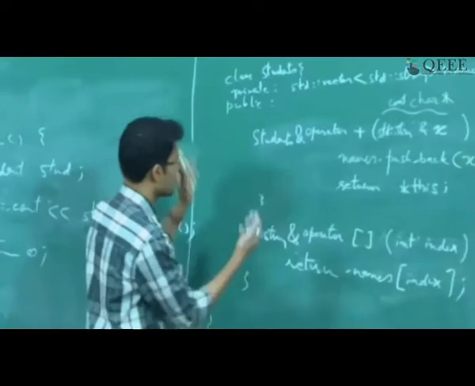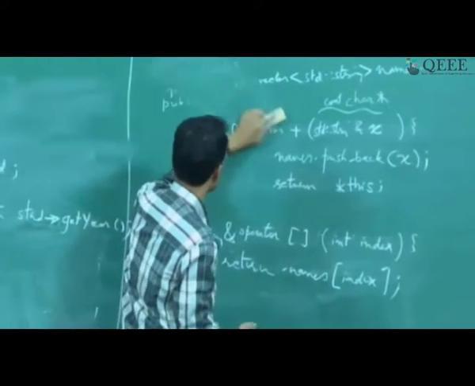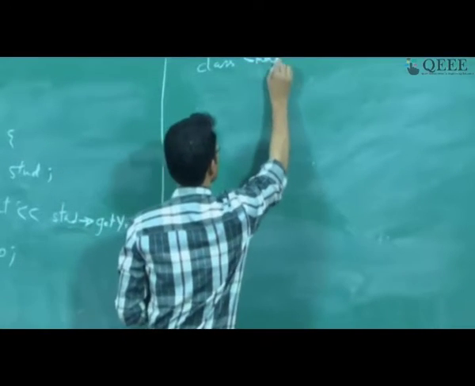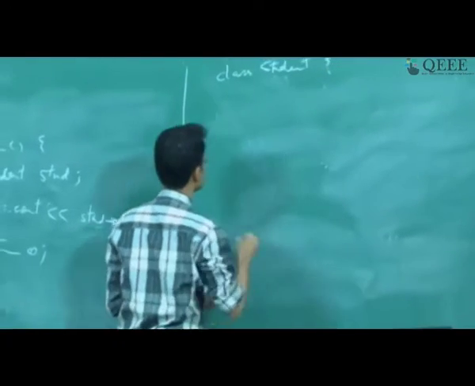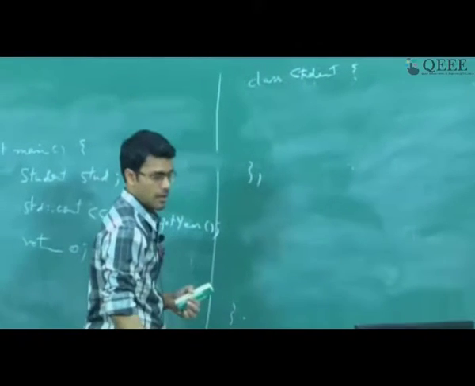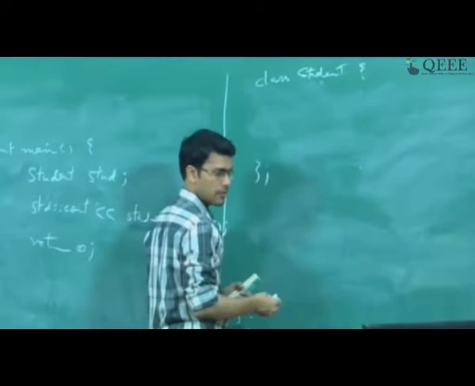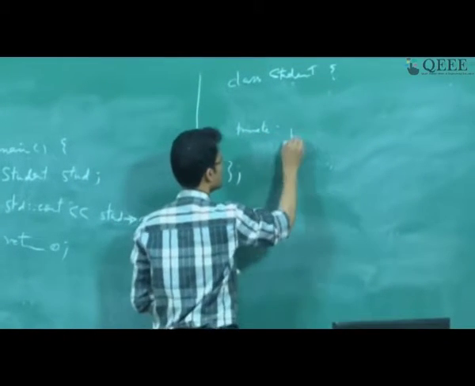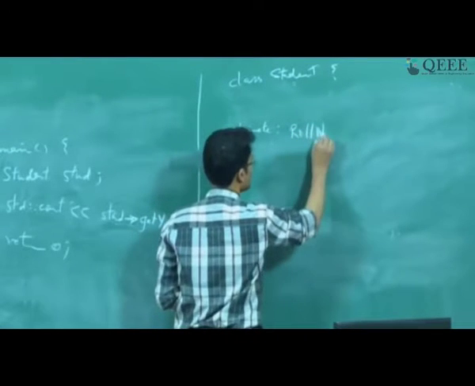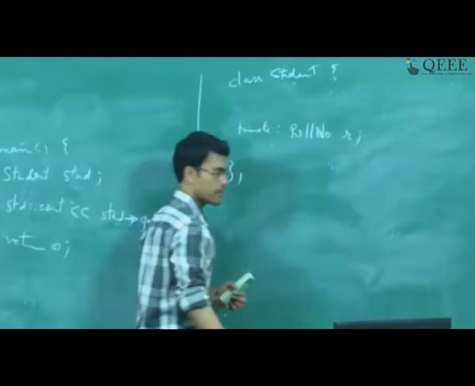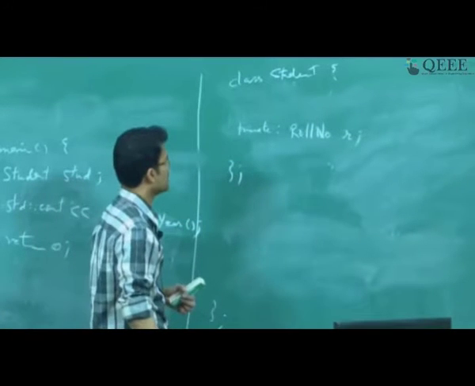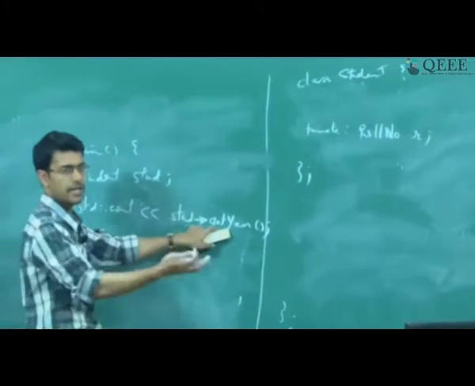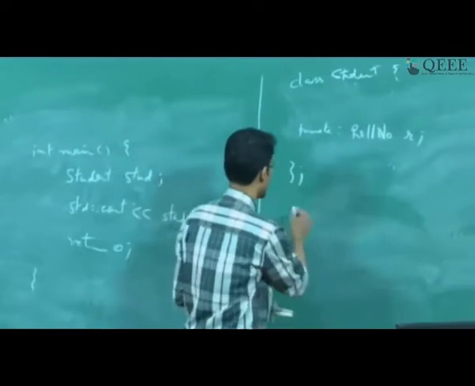Let me erase this part because it might be unnecessarily confusing. So the class student uses a private variable which is roll number. However, it does not have a function called getYear. If it had a getYear function, then internally it could call r arrow getYear.